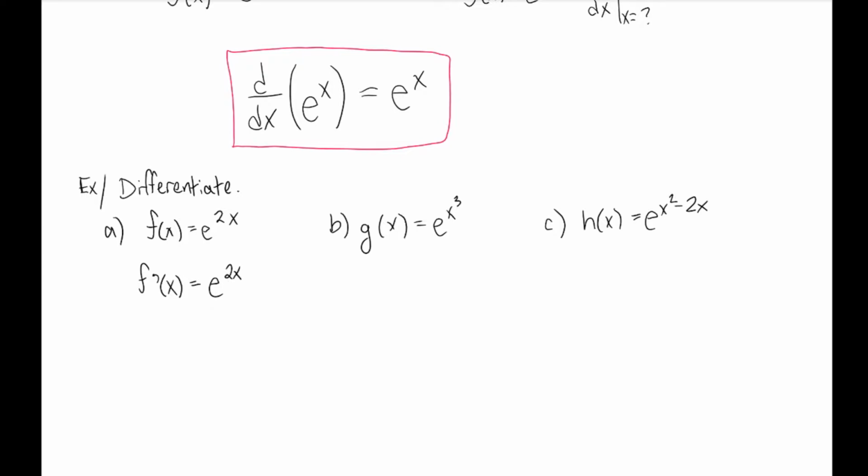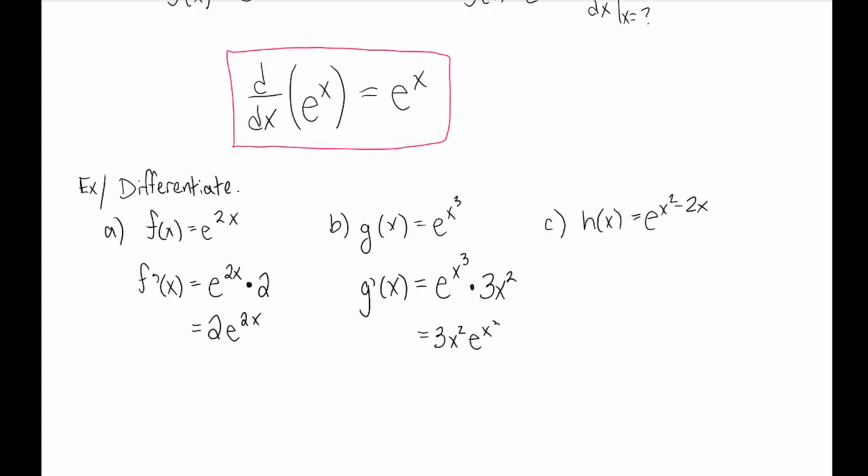Now, this is the result of a composition. That 2x is a function within a function. So I do have to account for chain rule and multiply by the derivative of that inner function, which would be 2. So I end up with the derivative here is 2 times e to the 2x. If I move on to g, the derivative here is again just going to be the function itself. But then, because it's a composition, I have to multiply by the derivative of the inner function. So I have 3x squared multiplied there at the end, which I could, if I felt so inclined, rewrite this way.